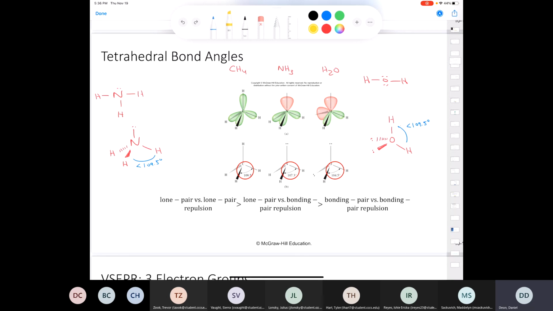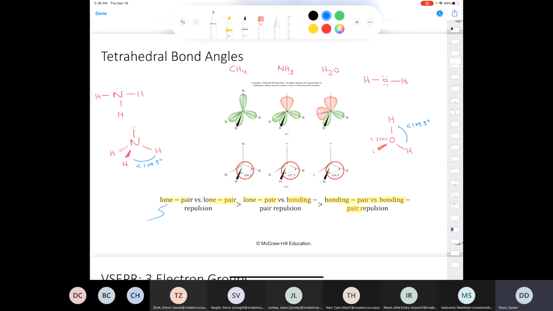What's the take-home message from this slide? Bonding. If we compare a bonding pair versus a bonding pair, so that means a bond versus a bond, it's going to have less repulsion than if I have a lone pair and a bond, right? And that's going to have even less repulsion than if I have a lone pair and a lone pair. Why would the lone pair have more repulsion? I've already explained it. I'm just repeating myself.